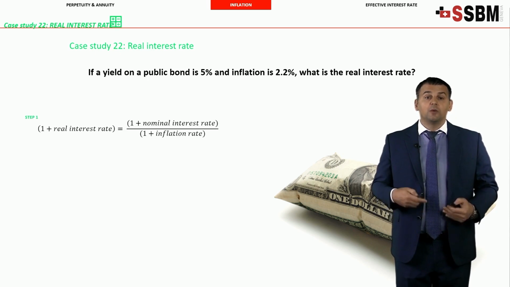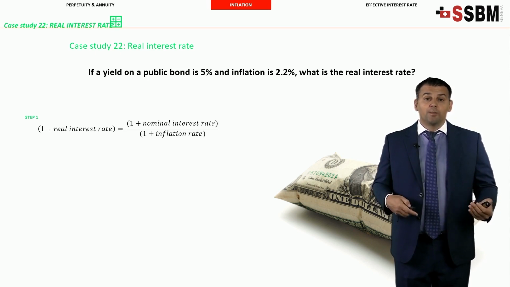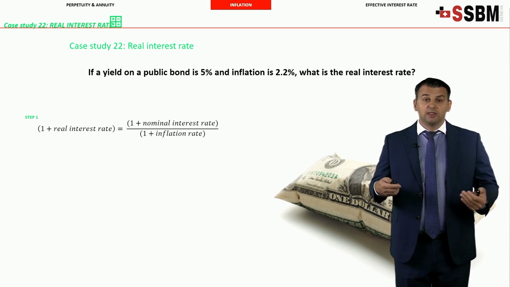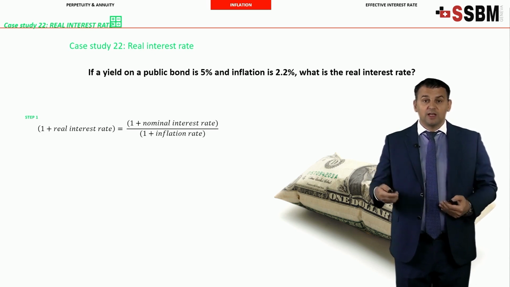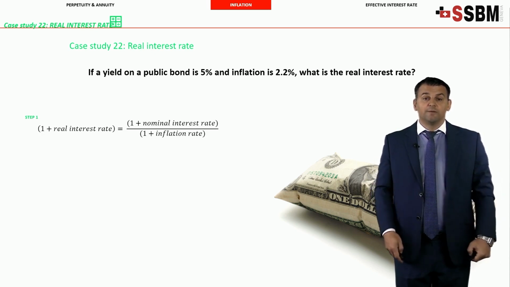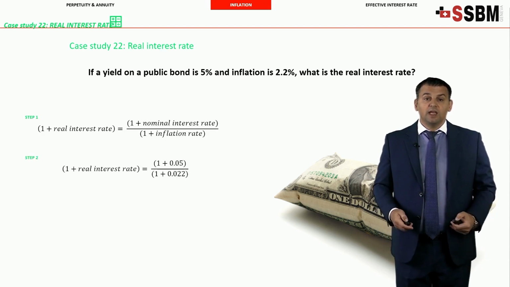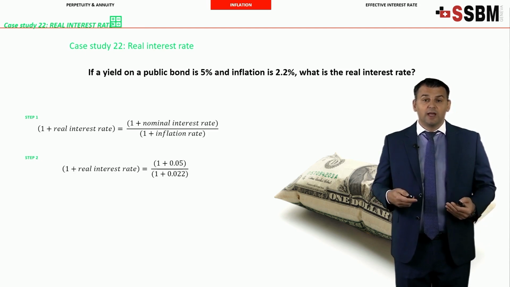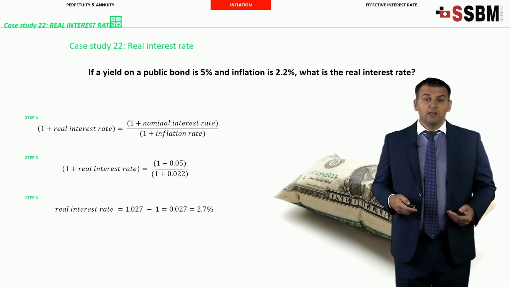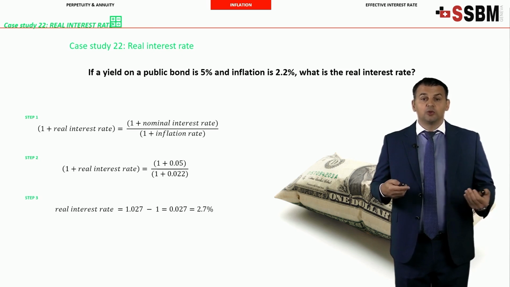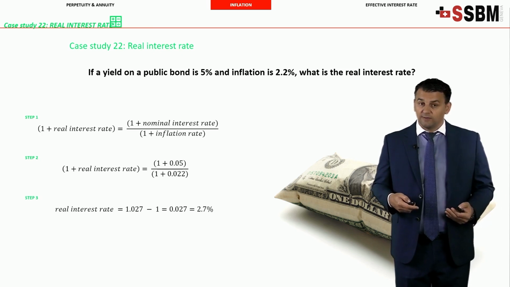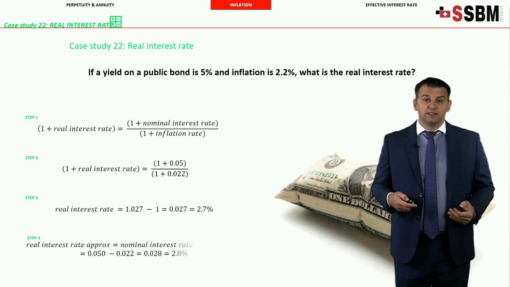So in step 1, we apply the formula. 1 plus real interest rate equal to 1 plus nominal interest rate divided by 1 plus inflation rate. In step 2, we apply the inputs. 1 plus 5% or 0.05 divided by 1 plus 0.022. And you will have 1.027 minus 1, okay, to get the percentage, you will have 2.7%. This is the exact calculation.